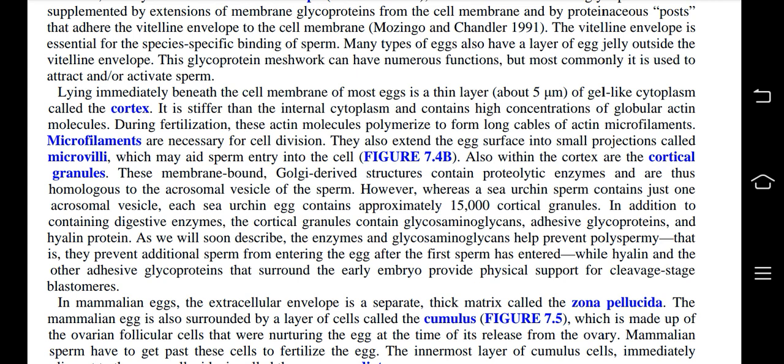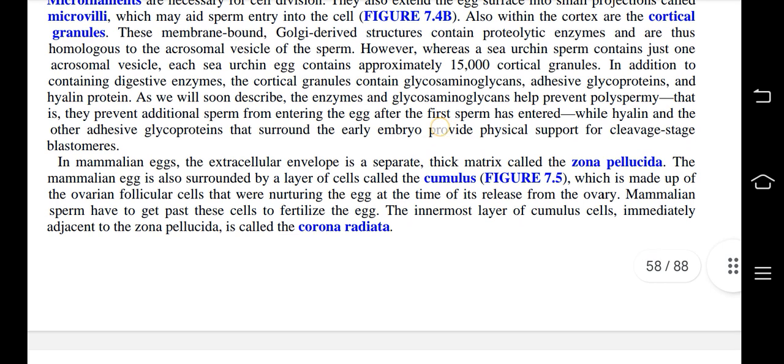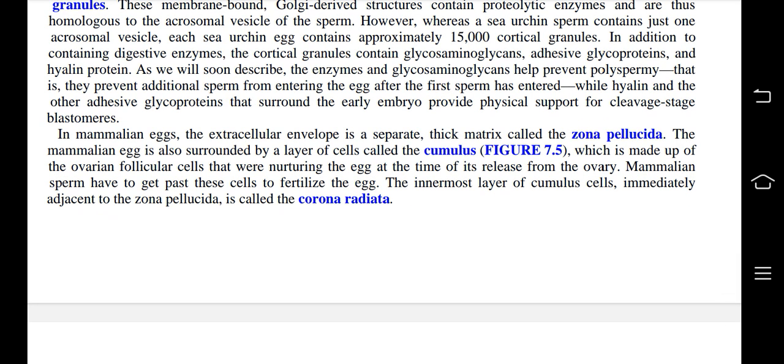That is, they prevent additional sperm from entering the egg cell after the first sperm has entered. While hyalin and other adhesive glycoproteins that surround the early embryo provide physical support for cleavage stage blastomeres. In mammalian eggs, the extracellular envelope is a separate, thick matrix called the zona pellucida.